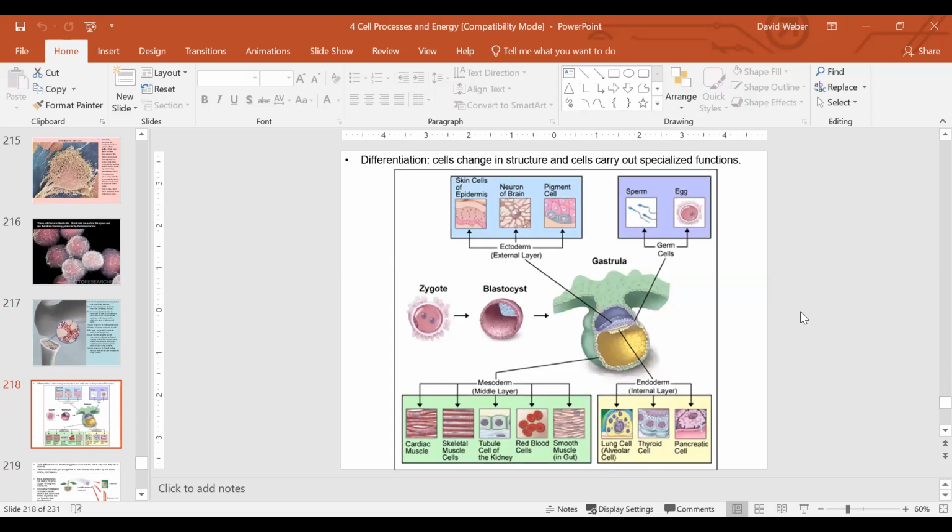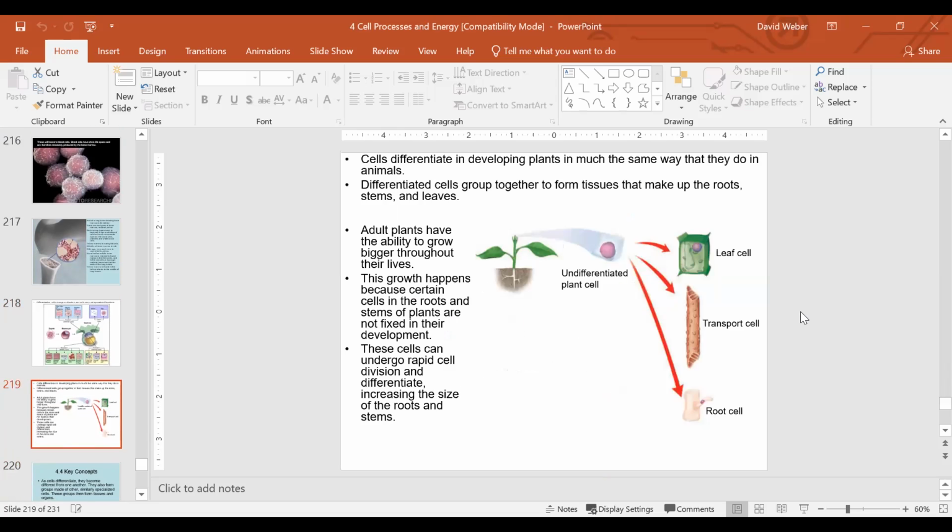So differentiation is when a cell changes its structure to carry out a specialized function. You already have that written down, so you're good. You don't need to write the first two because we've already talked about that. We'll talk about the other three. So cells differentiate in developing plants in much the same way as they do in animals. Differentiated cells group together to form tissues that make up roots, stems, and leaves.